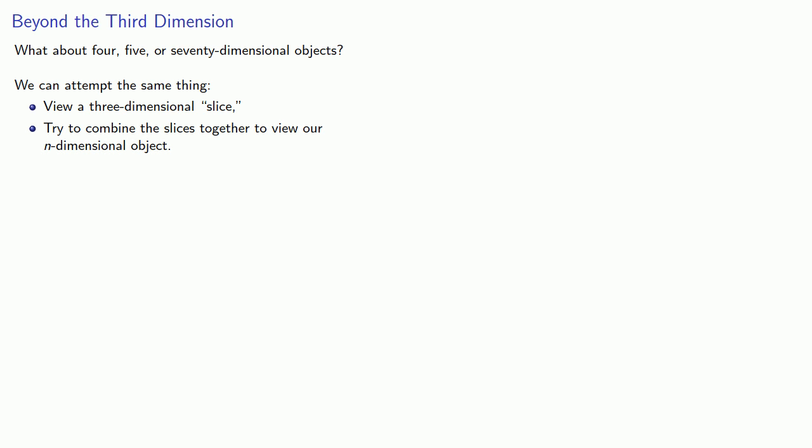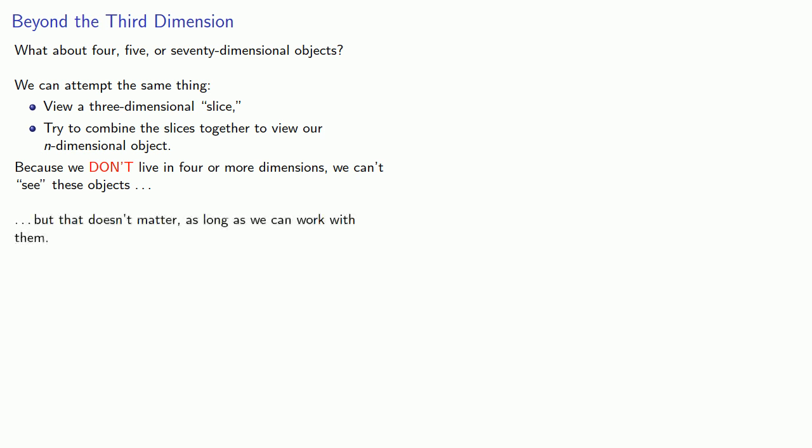What about 4, 5, or 70-dimensional objects? Well, the idea is that we can attempt the same thing. We can view a three-dimensional slice, and try to combine these slices together to view our n-dimensional objects. But here's the problem. Because we don't live in four or more dimensions, we can't really see these objects. But that doesn't really matter as long as we can work with them.